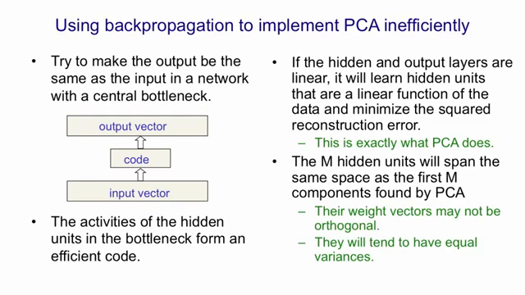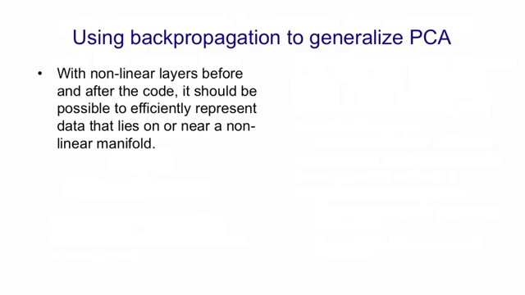It's just if we use stochastic gradient descent learning for this network, it will typically be much less efficient than the algorithm used for principal components. Although if there's a huge amount of data, it might actually be more efficient. The main point of implementing principal components analysis using backpropagation in a neural net is that it allows us to generalize principal components analysis. If we use a neural net that has nonlinear layers before and after the code layer, it should be possible to represent data that lies on a curved manifold rather than a linear manifold in a high-dimensional space. And this is much more general.